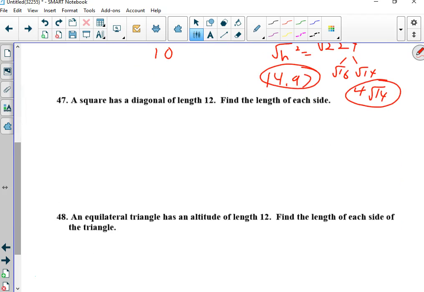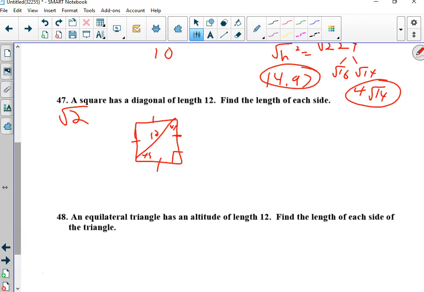A square, a horrible square, has a diagonal of 12. Well, if it's a square, it's 90 degrees. It also cuts into 2 isosceles triangles, which means this is 45 and this is 45. As soon as I hear the 2 sides, I know I'm working with radical 2.